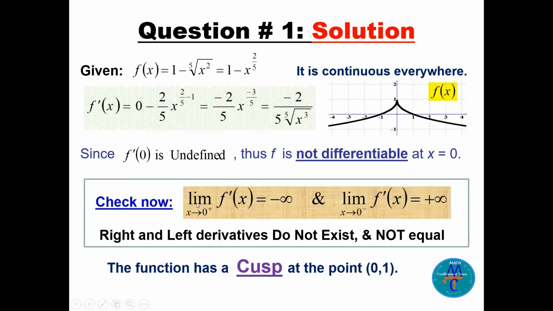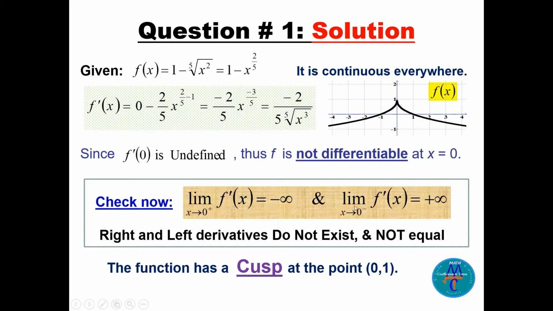Let's check now the limit of the derivative, as we have mentioned in lecture number 9. So the limit of f prime as x goes to 0 from the right, which is positive. So this x cubed will be positive, the fifth root will be positive. There is a minus, so it's minus infinity.